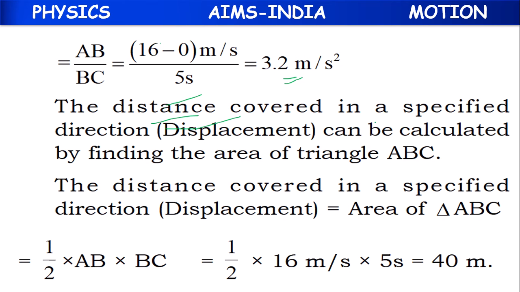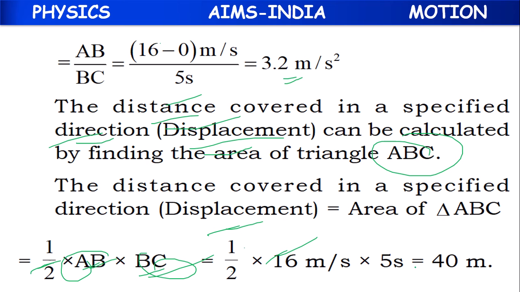Whereas distance covered in a specified direction, or we call it displacement, can be calculated by the area of the triangle. So area of triangle formula, half into AB into BC, half into AB value 16, BC value 5. 2 8 times 16, 8 5 times 40. This is the answer. In this way we can calculate the slope and area of a velocity time graph.